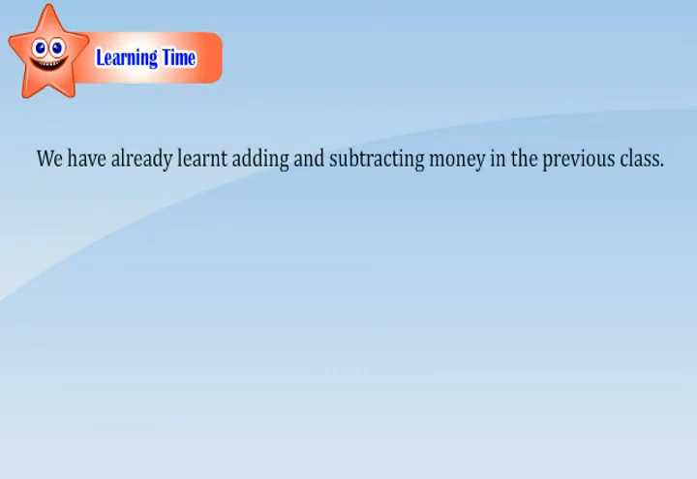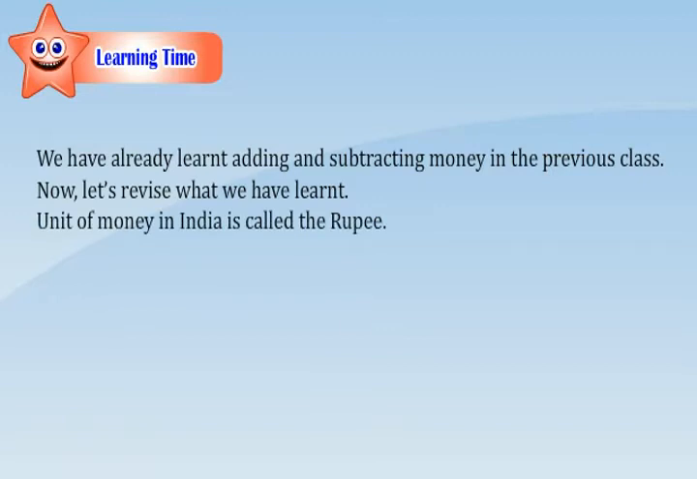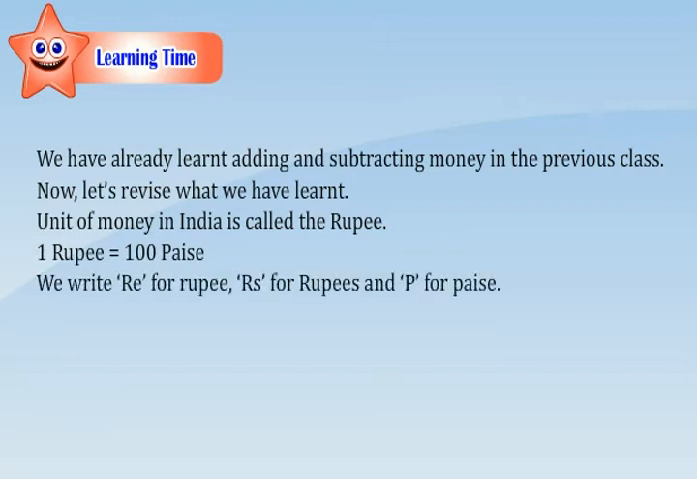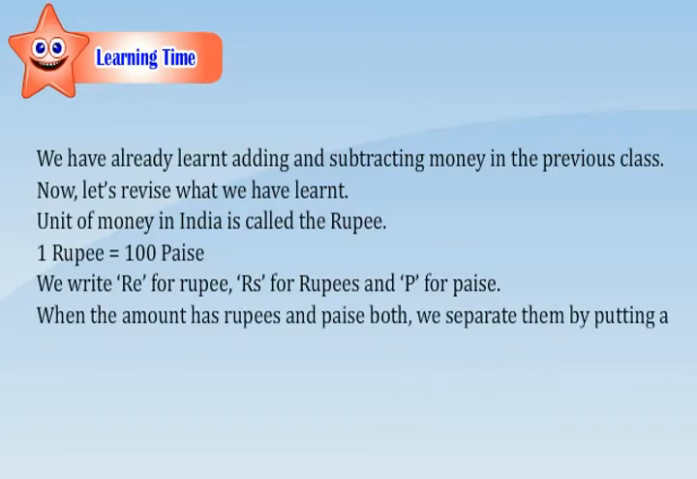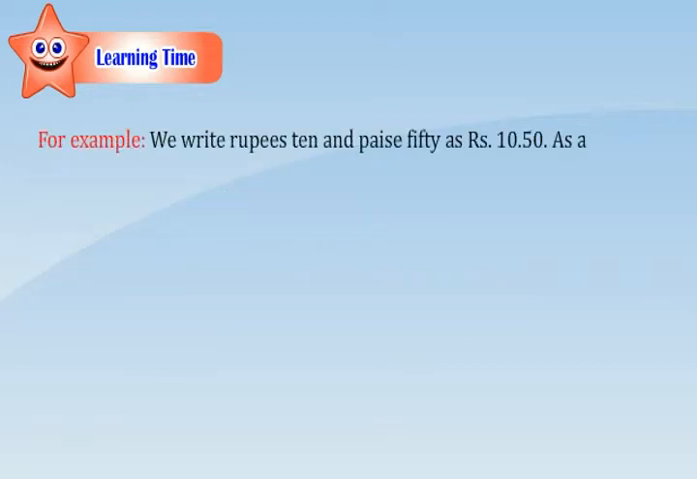Learning time. We have already learnt adding and subtracting money in the previous class. Now, let's revise what we have learnt. The unit of money in India is called the rupee. 1 rupee is equal to 100 paise. We write Re for rupee, Rs for rupees, and P for paise. When the amount has rupees and paise both, we separate them by putting a dot in between them. For example, we write ₹10 and 50 paise as ₹10.50.